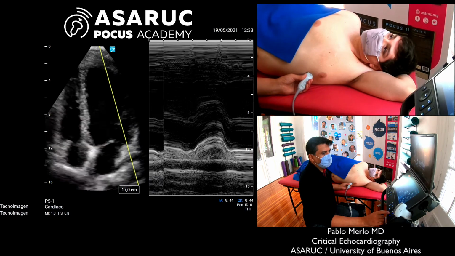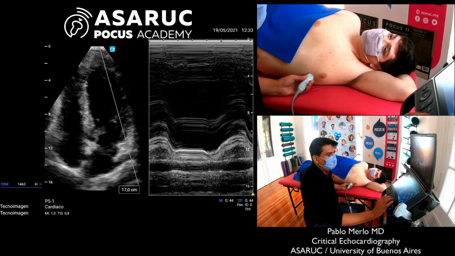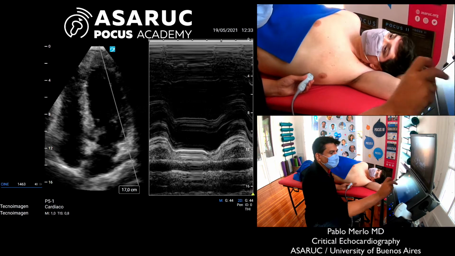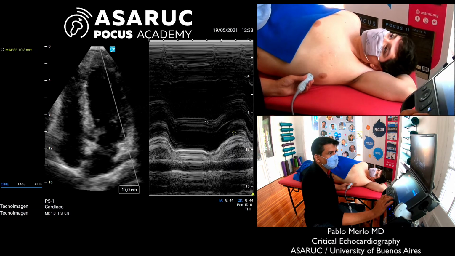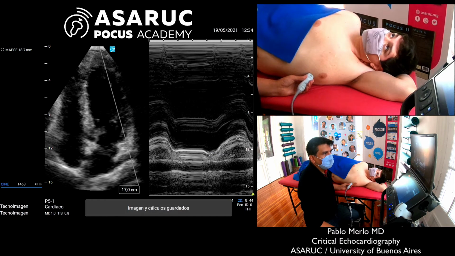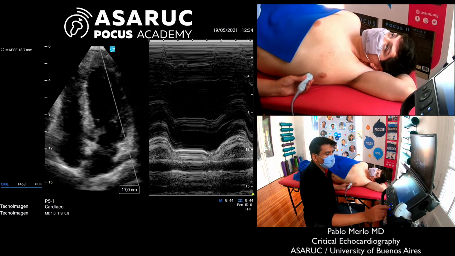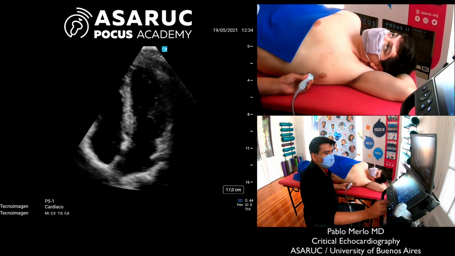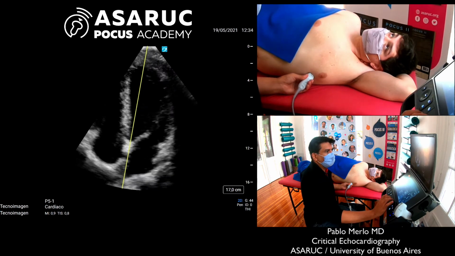Moving to the apical 4-chamber view and activating M mode at the lateral mitral annulus, let's measure the mitral annulus plane systolic excursion, or MAPSE, which is over 18 millimeters, a normal value. It is an indicator of the left ventricle longitudinal contractile function, which is very relevant in critical care areas.